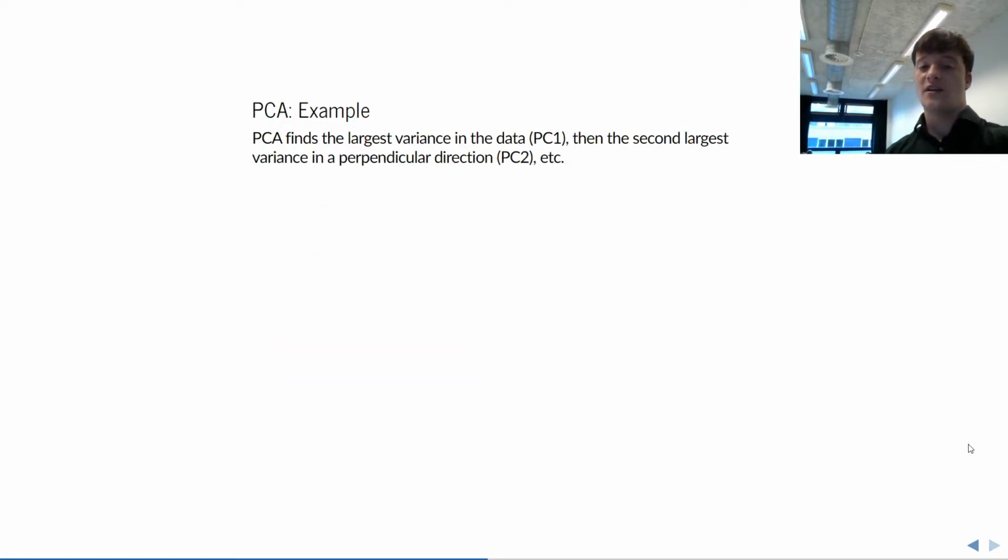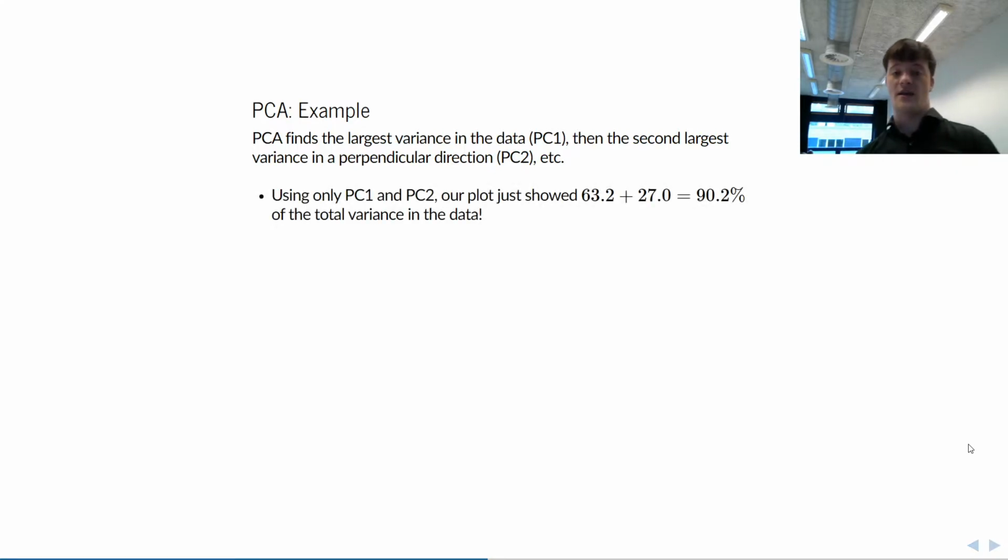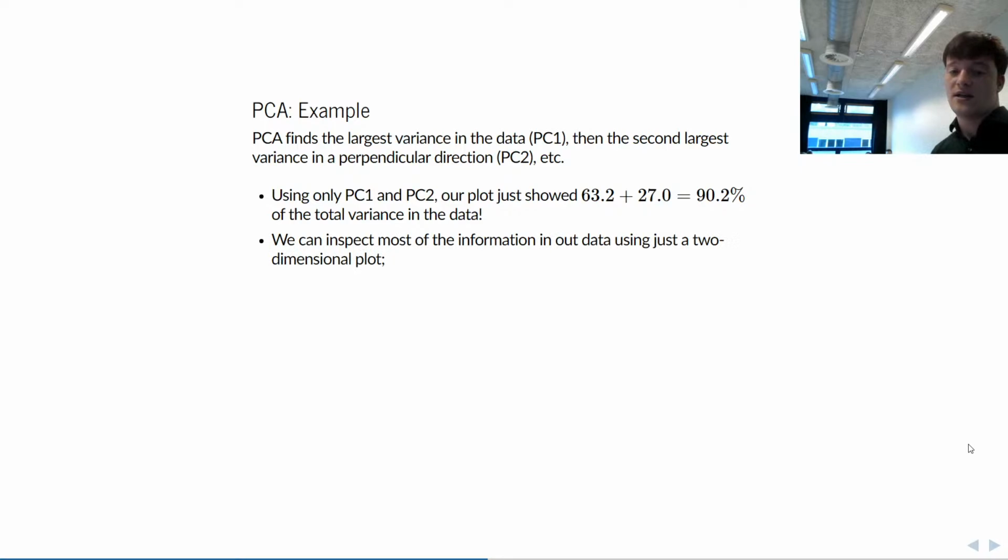Okay, so it finds the largest variance in the data, and that we call principal component 1, PC1. And then it finds the largest variance perpendicular to the first direction, and that we call principal component 2, and so on. Now, using only these 2, we've already explained 90% of the variance in our data. That means that almost all of the variability, almost everything going on in our data, we can see in this one plot. There's only 10% unaccounted for.